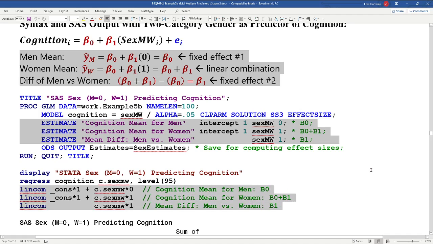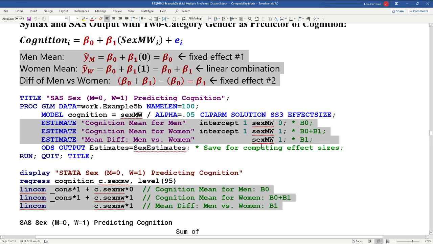So in any estimates or lincoms where you want to create a predicted outcome, every term in the model goes into that prediction, including the intercept. And the values after the predictors are the values of the predictor variables for which you want the prediction. So the first line refers to the prediction for men when this variable is coded 0. The second line refers to the predicted outcome for women when this variable is coded 1. And the difference between them is given directly by the slope.